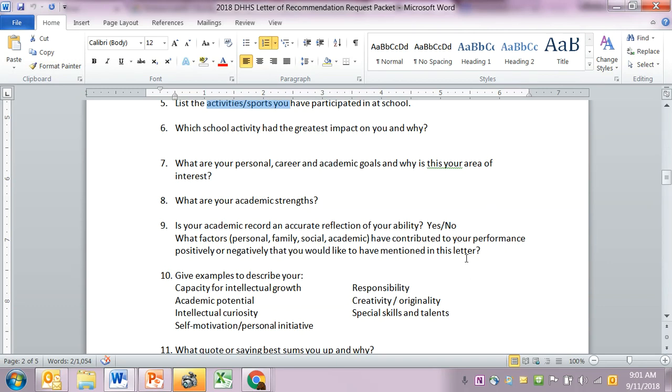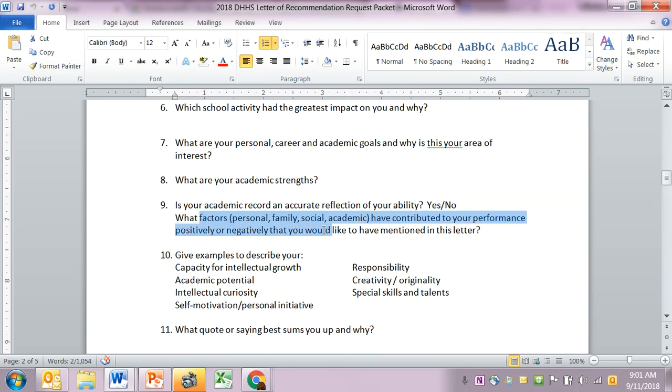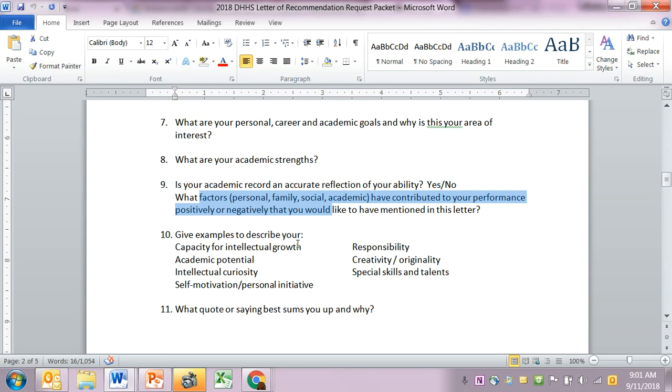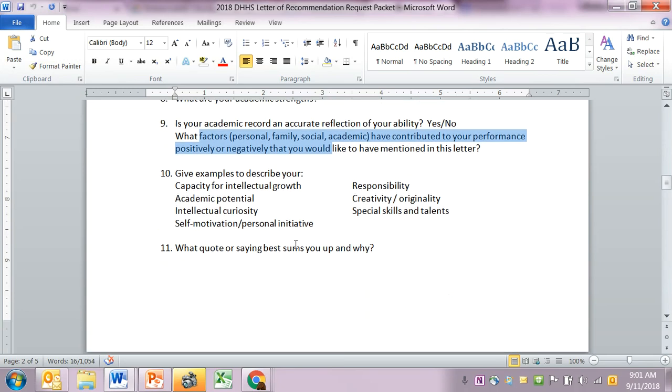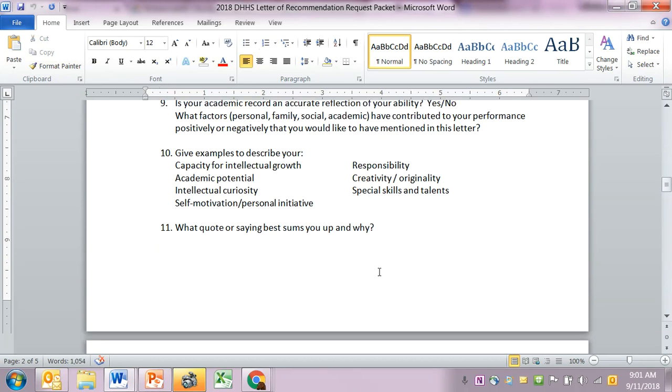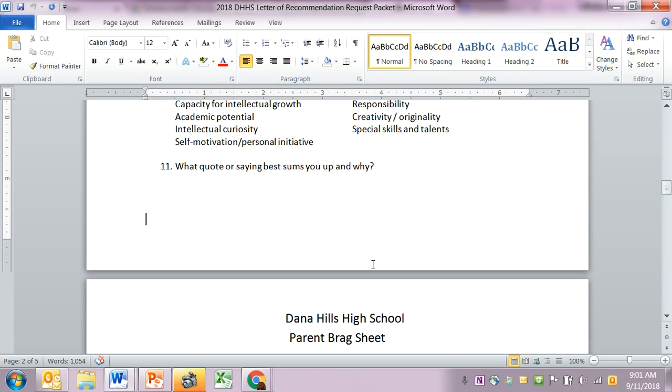You might think that your academic advisor is going to remember all this, or that your English teacher is totally going to remember. I promise we love you and we care about you, but sometimes we forget. So please tell us the factors that contribute to your performance. And then please give us some examples, because this helps us write letters of rec. And then quotes or sayings, keep it school appropriate, but what's a quote or saying or a song lyric? I have quoted Disney in letters of rec. And I have had people email me to say, I love that you referred to a Hannah Montana song in that letter of rec because it helps me get to know the kid.